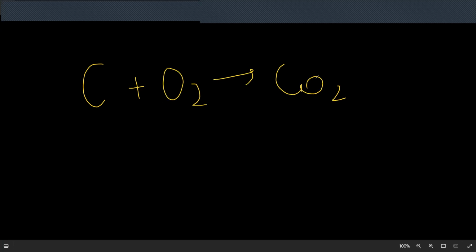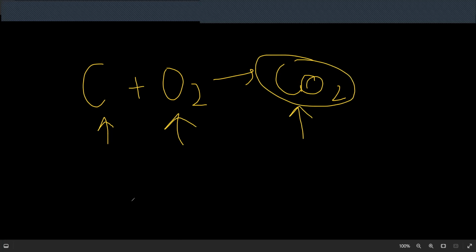So, I will show you an example. C plus O2 gives CO2. These both are P block elements, so they form a covalent bond. But if we combine a P block element with an S block element or metals, they form ionic compounds. Now let's talk about D block elements.